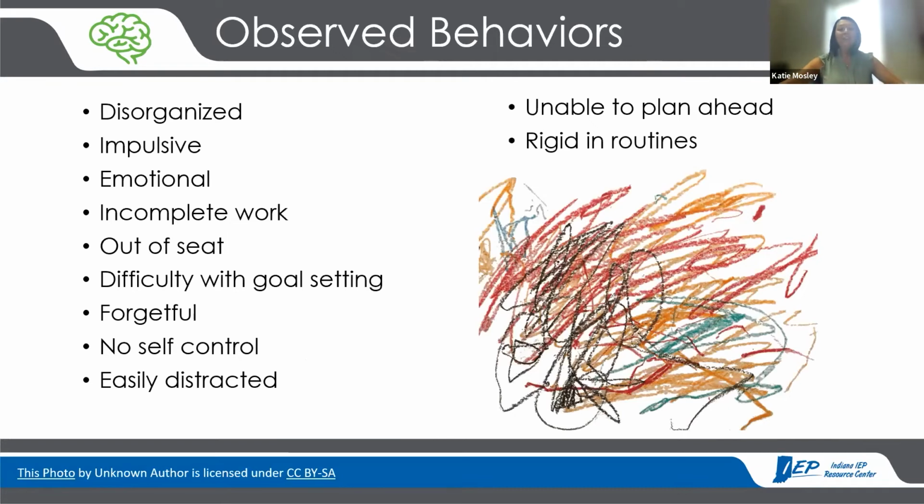Okay, so in the classroom, what might poor executive functioning skills look like? And I found this scribble graphic and I absolutely loved it, because I think that this so accurately can define the mind of a child. Disorganized, impulsive, this looks emotional, right? We see incomplete work, some of those things that you guys talked about in the chat: difficulty with goal setting, forgetful, no self-control, easily distracted, cannot plan ahead, rigid in routines. Is there anything else in there that you can think of that I didn't put?